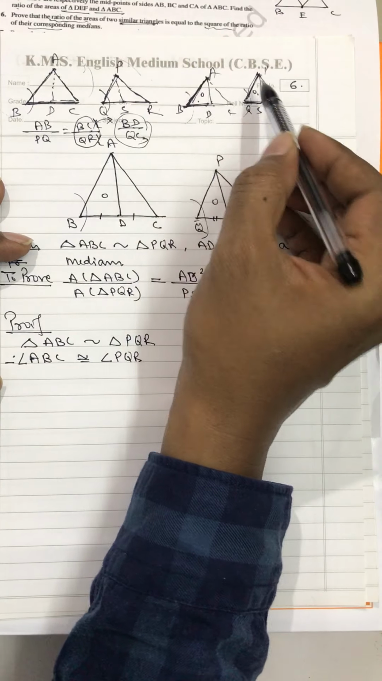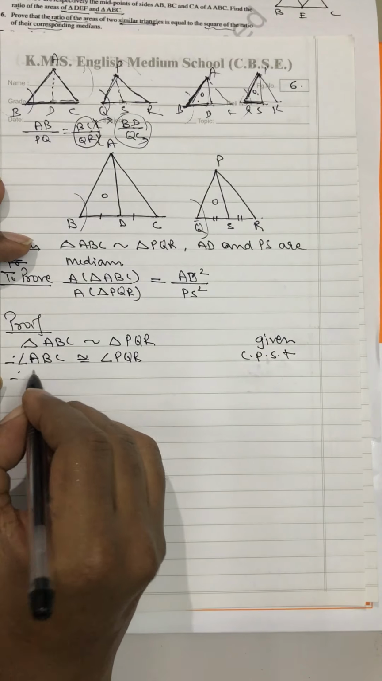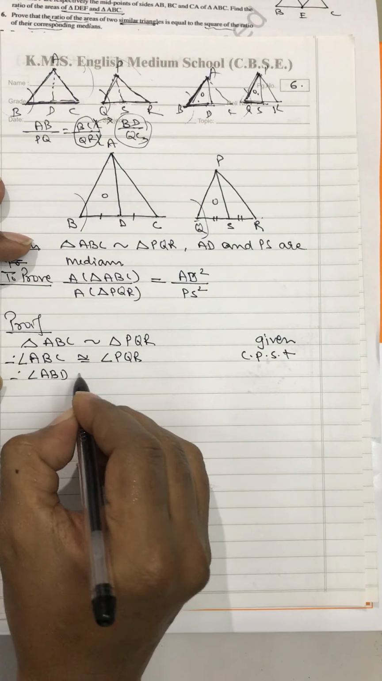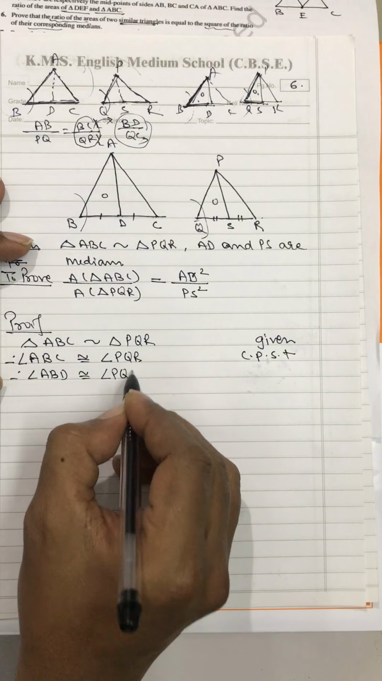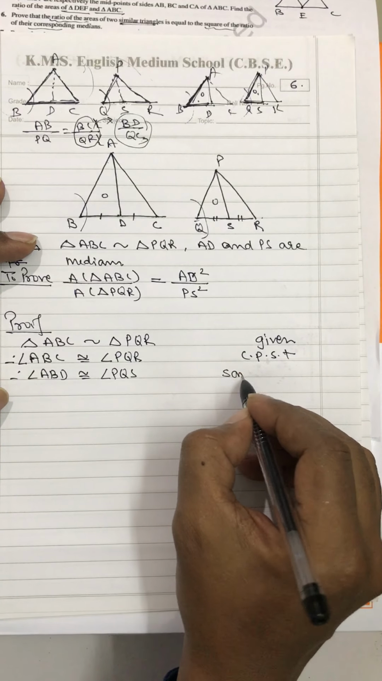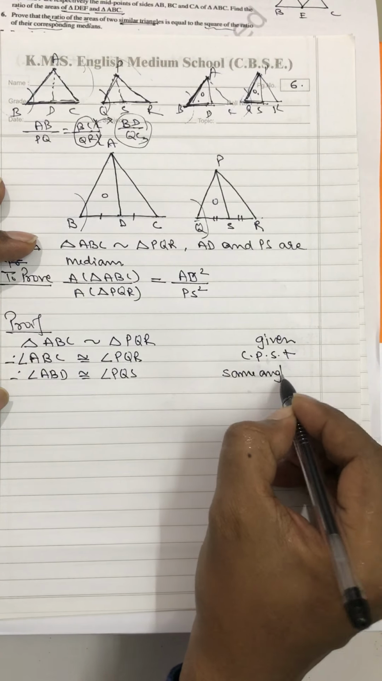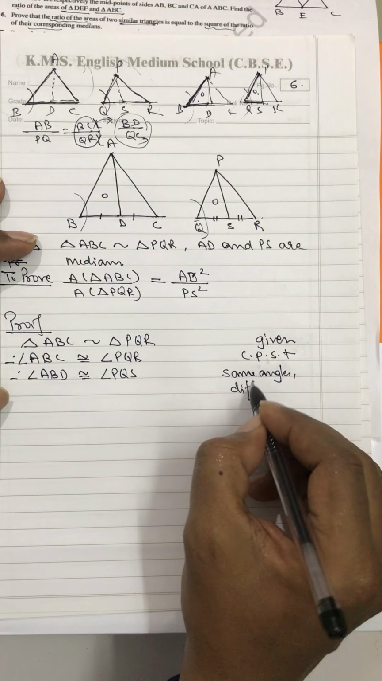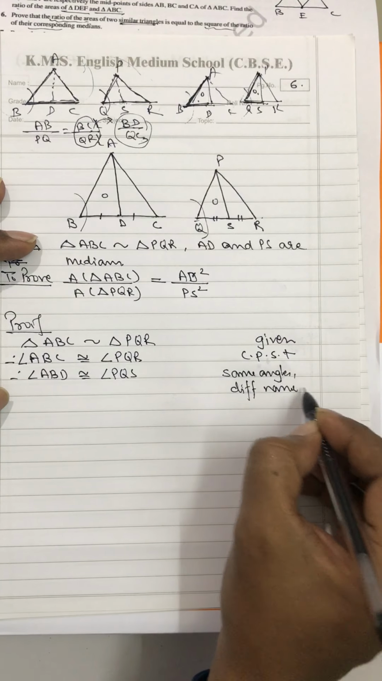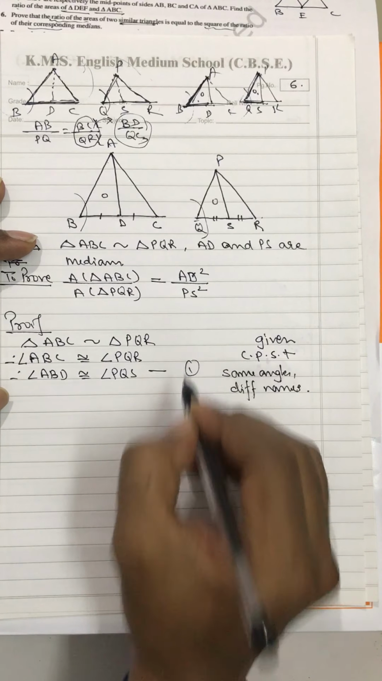I will be reading angle ABD congruent to PQS. Therefore, angle ABD is congruent to angle PQS. Same angles, different names. Fine, this is your one.